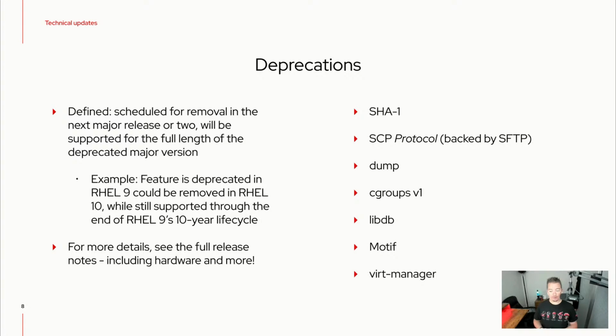Also, the SCP protocol. There's a little bit of confusion around this. The utility SCP is not going away. The underlying protocol is. There's some inherent vulnerabilities that just made it easier to move away from than try and fix. So the SCP command will still be available, but instead it will basically be a wrapper for SFTP. A few other things like cgroups v1, v2's been GA'd for a few releases now. I mentioned Virt Manager, a lot of virtual machine stuff today, so I'm excited about that.